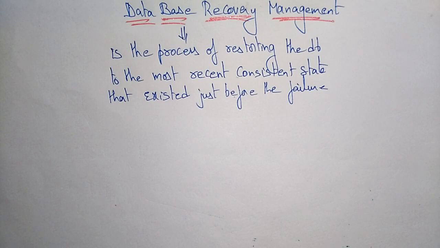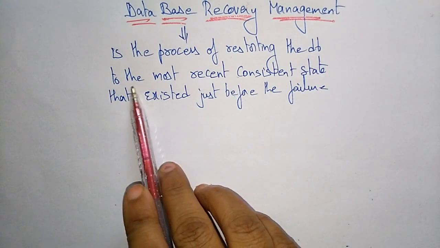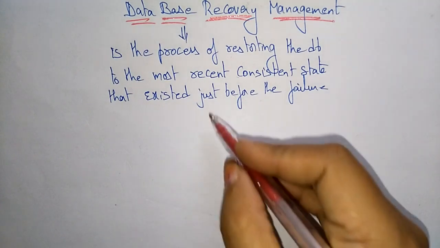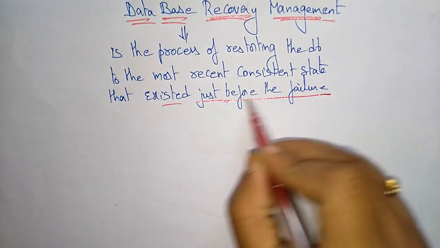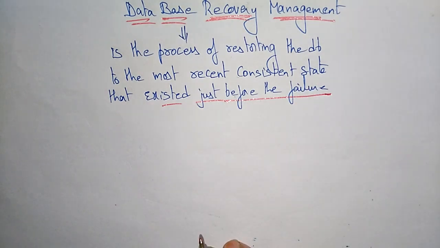Actually, when we use database recovery management, whenever we lose the database, if any system failure or interrupt occurs, we want to recover our database. To recover our database, we have to follow some techniques. First, what is database recovery management? It is the process of restoring the database to the most recent consistent state that existed just before the failure. So whatever data was in a consistent state just before the failure will be restored. Okay.